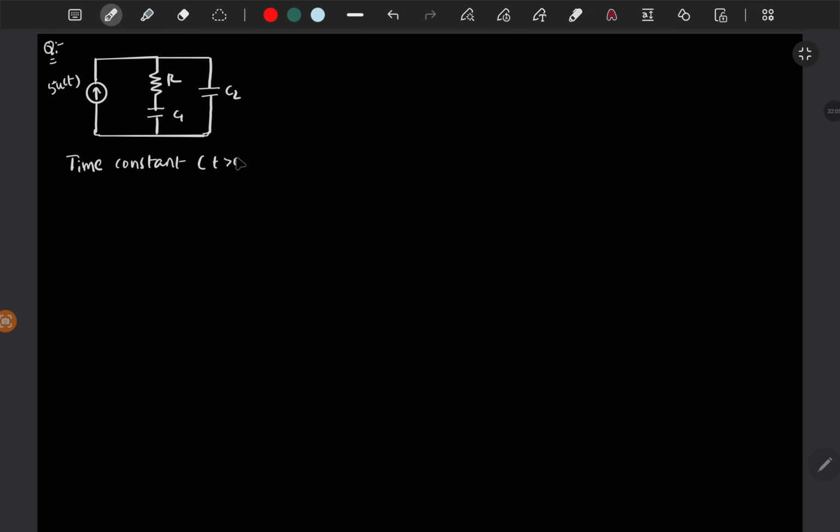Now for time constant, open circuit the current source. If you open circuit the current source, then these two capacitors will come in series, which is in series with the resistor. So R equivalent is R, C equivalent is C1 C2 by C1 plus C2, so the time constant is C1 C2 by C1 plus C2 times R.